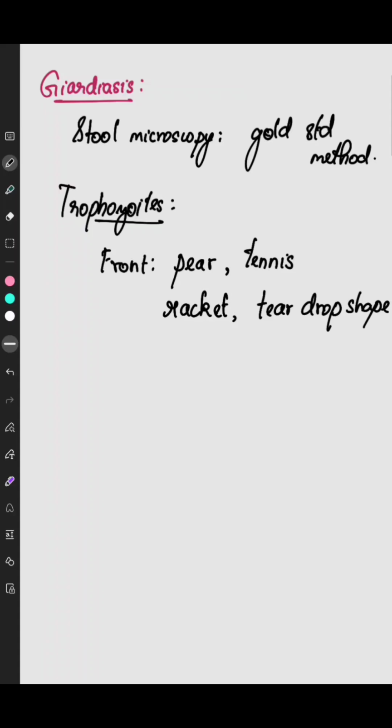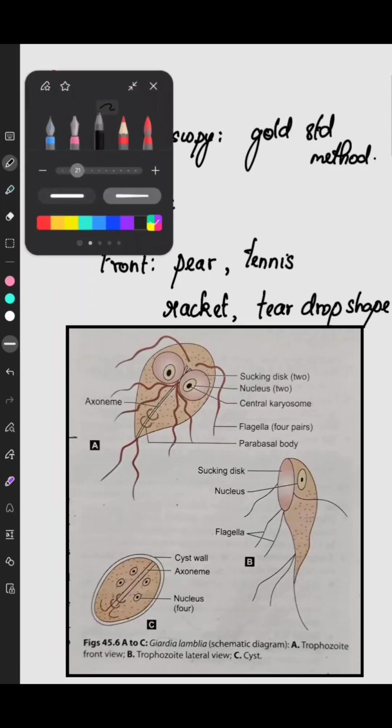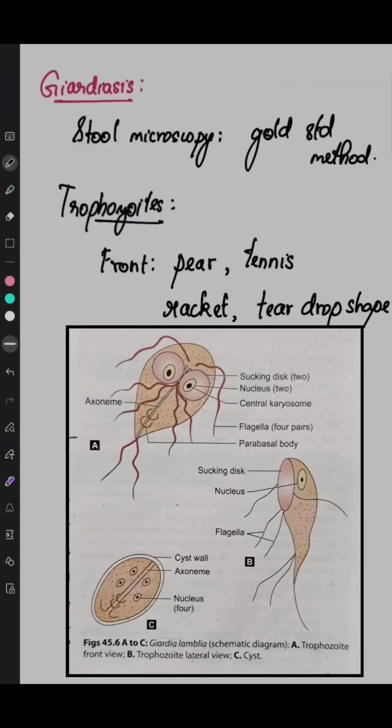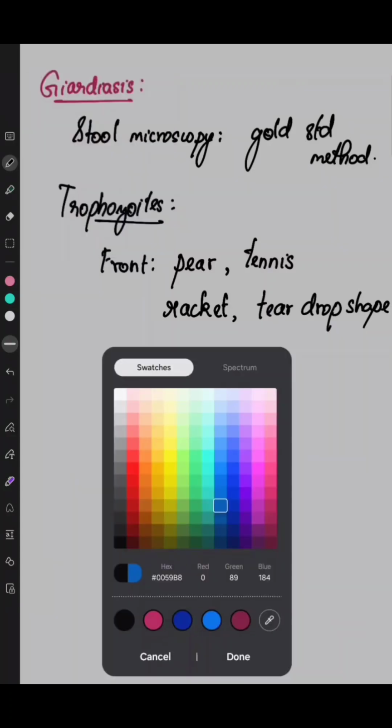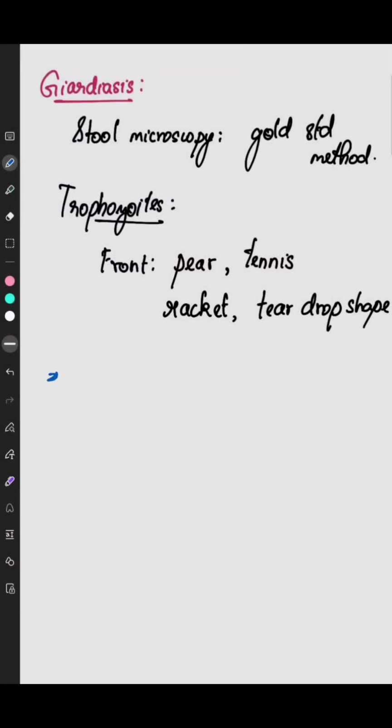Motility of the trophozoites will be a falling leaf-like motility. Here is the picture. You can see the tennis racket or teardrop shaped appearance of the trophozoite from the front view. In diagram B, you can see the lateral view.